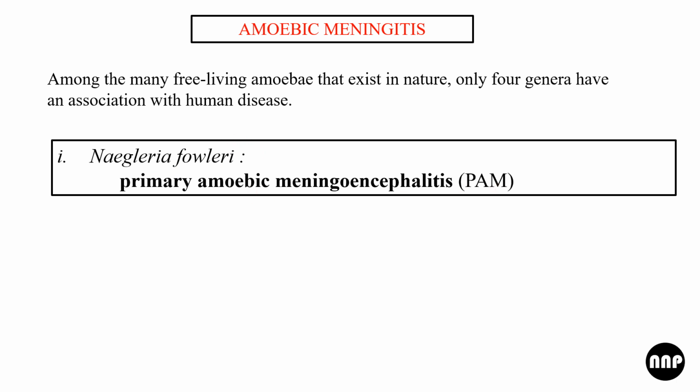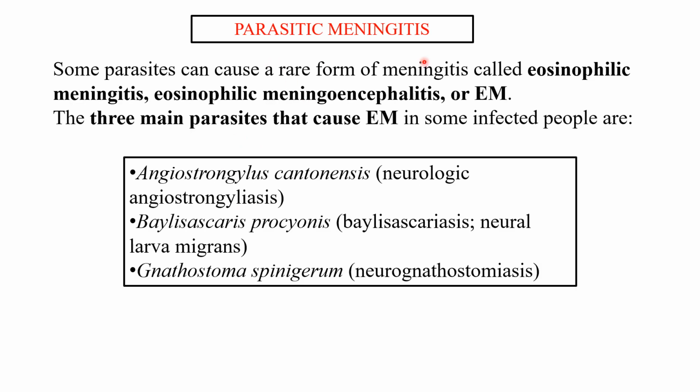It causes PAM. To talk about parasitic meningitis, some parasites can cause a rare form of meningitis called eosinophilic meningitis or eosinophilic meningoencephalitis, EM. Why it is called eosinophilic is that in the CSF sample we get high eosinophil counts. The three main parasites that cause EM in infected people are Angiostrongylus cantonensis, Baylisascaris procyonis, and Gnathostoma spinigerum.